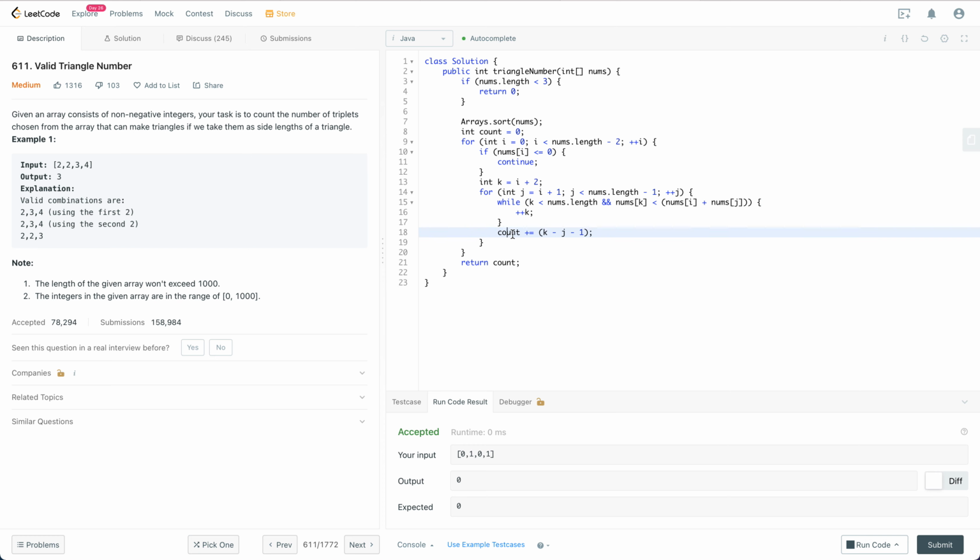With i and j fixed, the number of ways to get a triangle is k minus j minus 1, when we enumerate the ways we can find the third side. So that's essentially how we solve this problem. It's an n squared solution regarding the runtime. When I say n squared, n is the length of the input array. So that's it for the solution part.